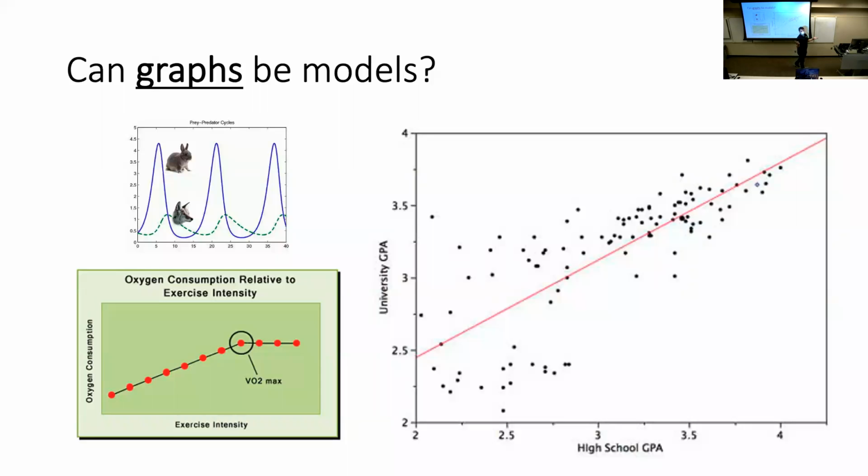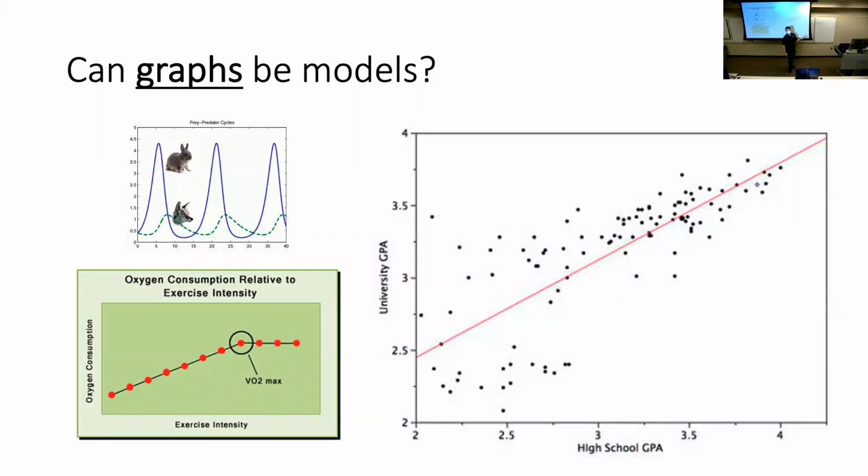We aren't saying what the causative factors are. We don't know why this relationship exists, but this suggests that you can ask the what if question. What if somebody with a 3.5 high school GPA entered college? And this model would suggest that they're probably going to have around a 3.5 GPA in college with some variance. And so this gives us a model of that.